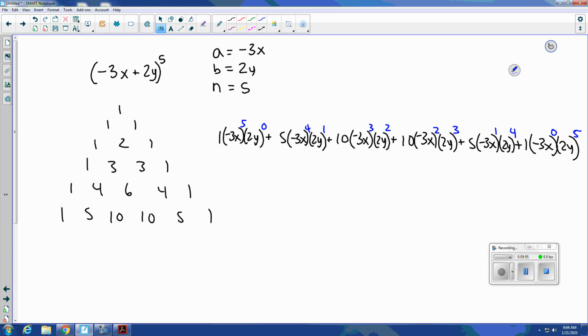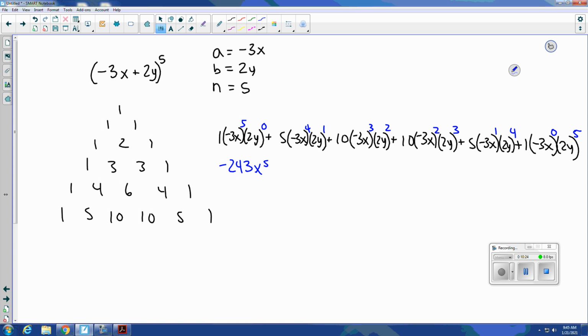So I'm going to have my calculator ready because we're going to have to do some computations that don't look too fun. But the first one, anything to the 0 is 1. So we have 1 times negative 3x to the fifth. So negative 3x to the fifth, we have to do negative 3 to the fifth, which is negative 243 x to the fifth. So that's the simplification of the first term.